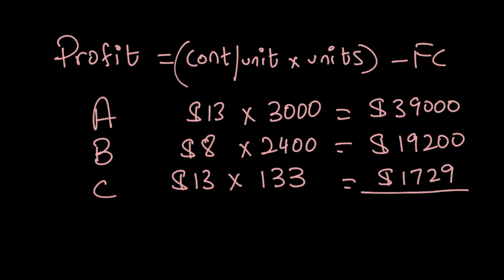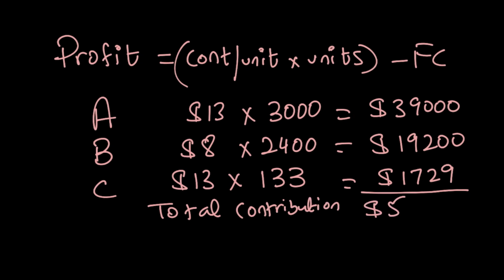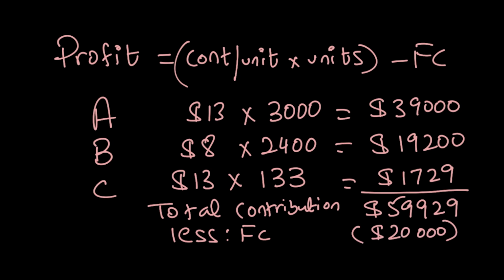Alright, so now if we add this up and calculate our total contribution, this will give us 59,929. Alright, now if we subtract our fixed cost, less fixed cost, remember our fixed cost was $20,000.